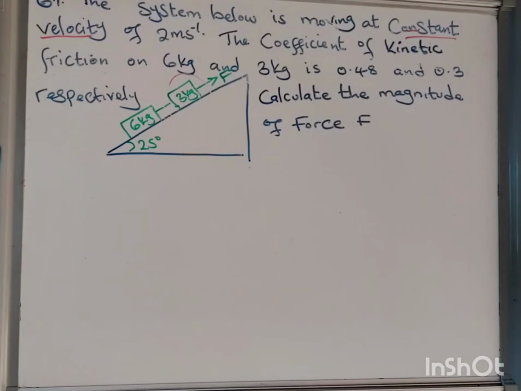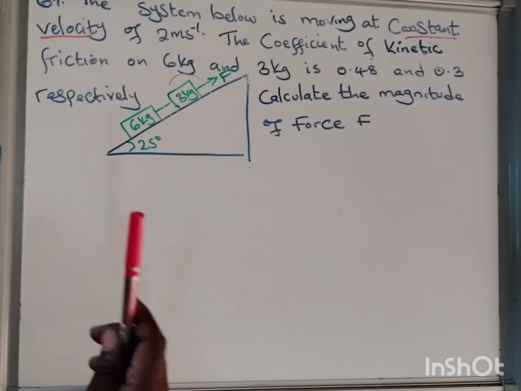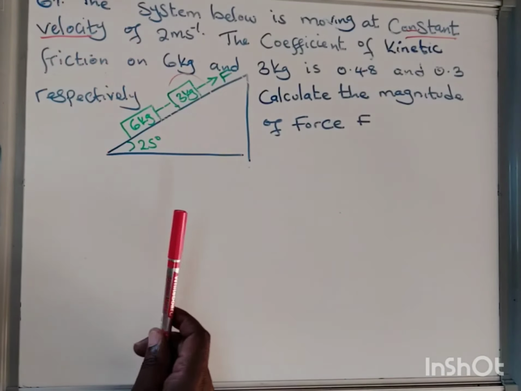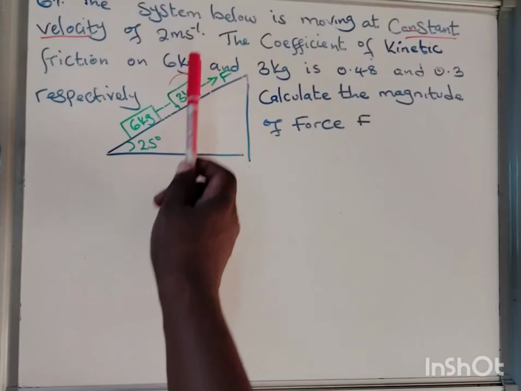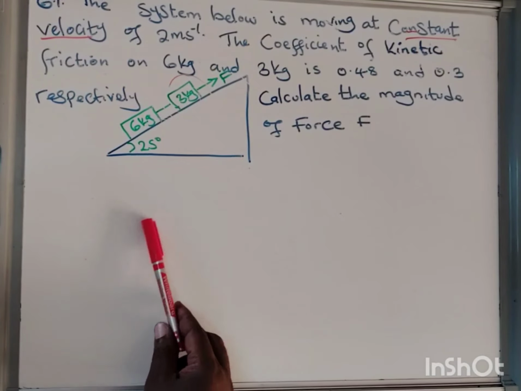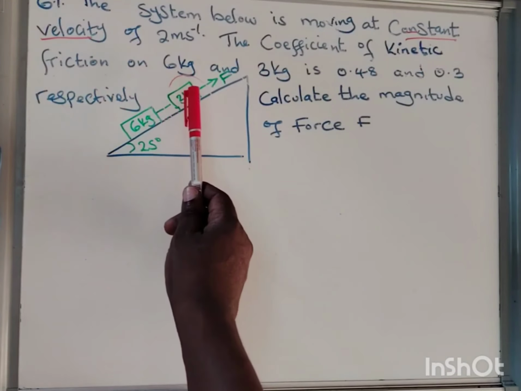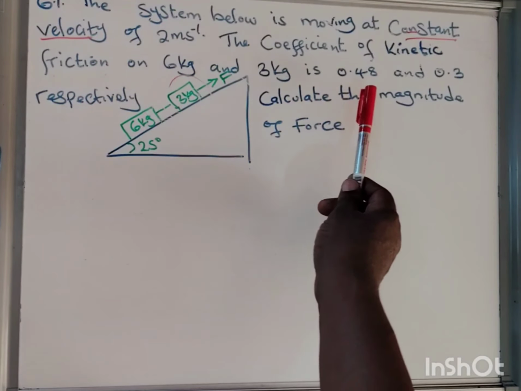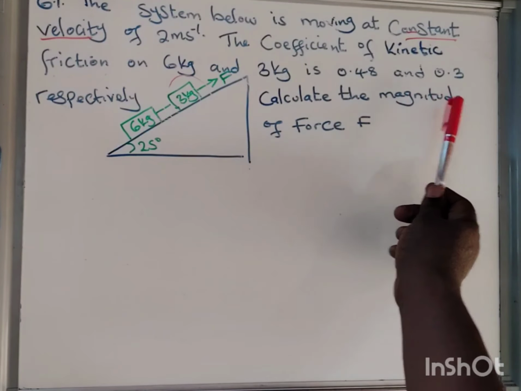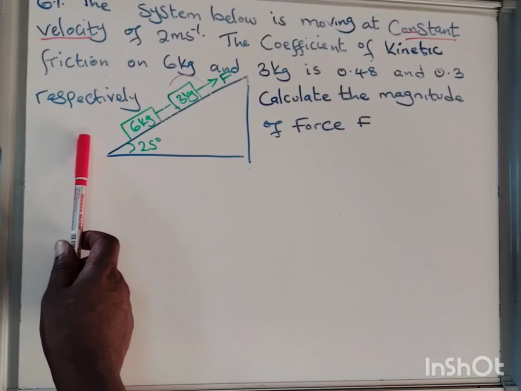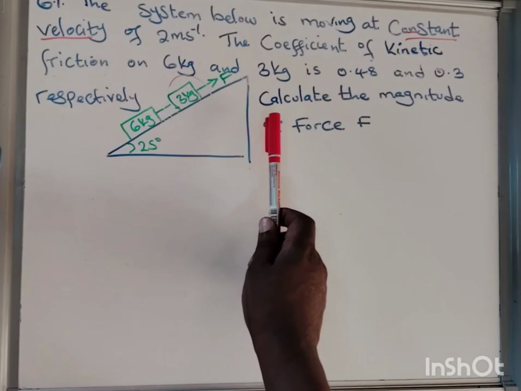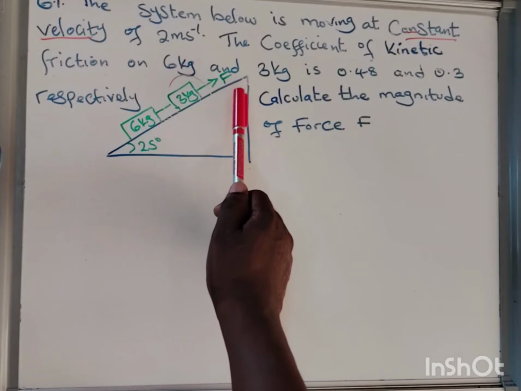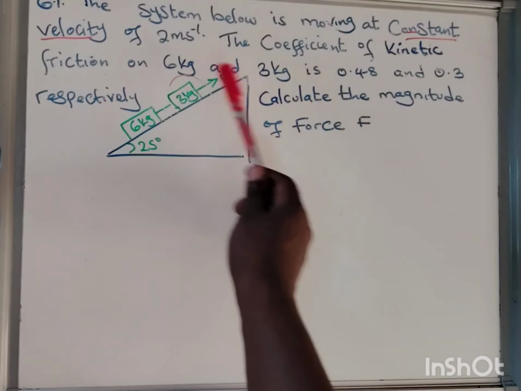Today we are exploring this question. Let us look at the question. It says the system below is moving at constant velocity of 2 meters per second. The coefficient of kinetic friction on the 6 kg and 3 kg is 0.48 and 0.3 respectively. Then it says calculate the magnitude of F, being this pulling force. So this is what we are dealing with.